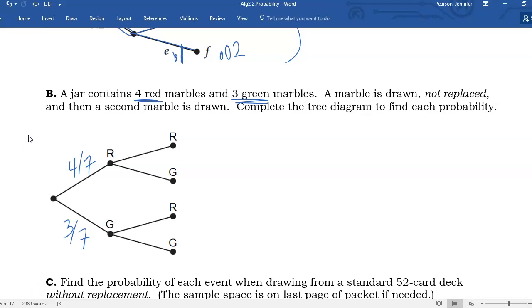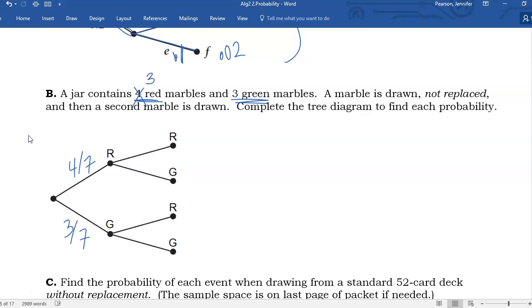Now, whether we got a red or a green, we did not replace it. We didn't put it back. So I'm going to the top. I had a 4 out of 7 chance of pulling a red. I got rid of that red because I pulled it out and didn't place it back. So now there are only 3 reds left.